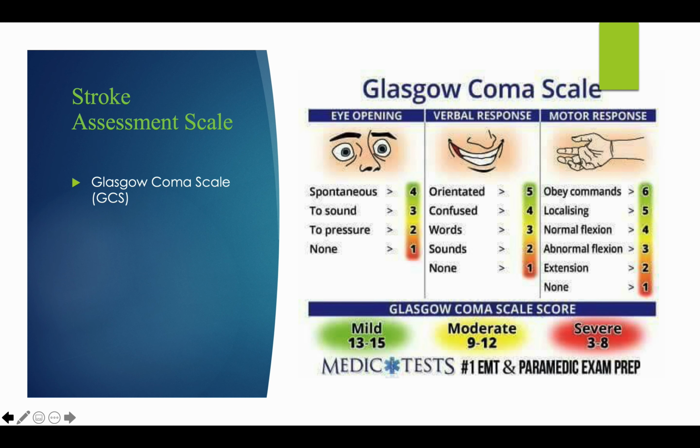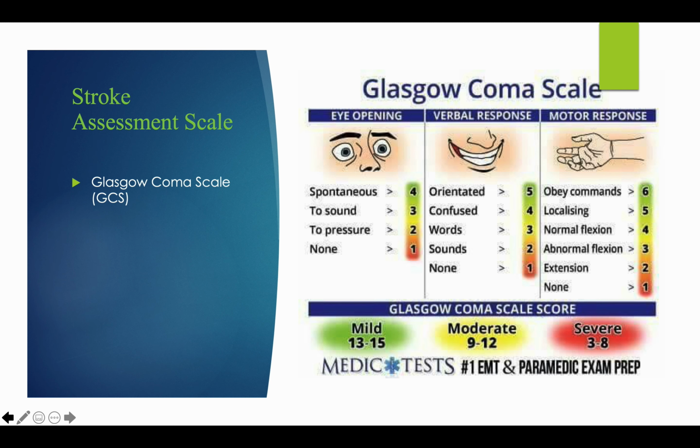Best motor response of the patient: if they obey commands, they would receive a 6. If they only localize to either tactile or painful stimuli, they would receive a 5. If they have normal flexion or withdrawal, that would be a 4. Any abnormal flexion, they would receive a 3. If they have abnormal extension, if they're posturing, decerebrate or decorticate, they would receive a 2. If there's no response at all, they would receive a 1.